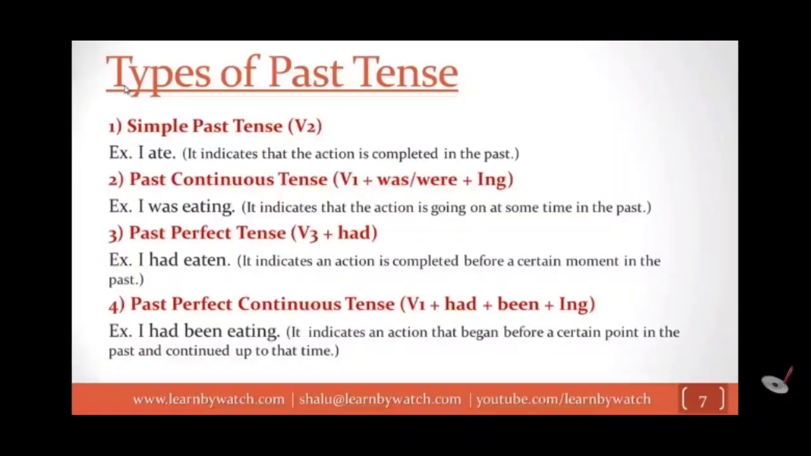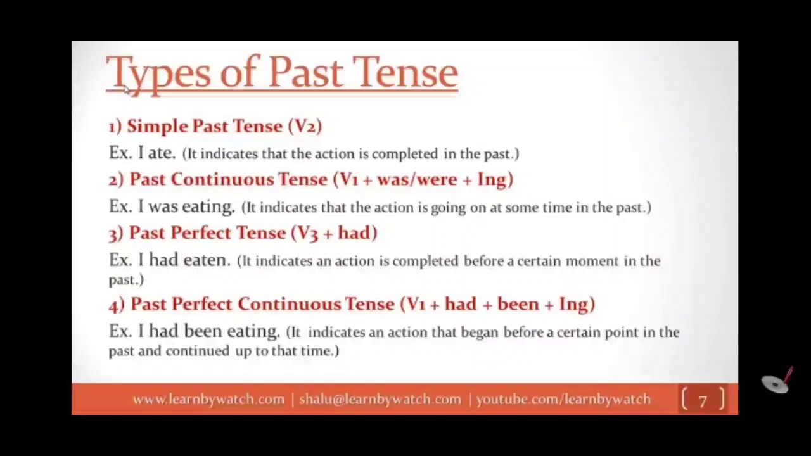Now we will move on to the past tenses. First is simple past, which I already explained. Okay, second is past continuous tense. Past continuous tense means which was going on at a certain period of time in the past. Okay, like for example, I was eating, subject plus was plus ing form of the verb.